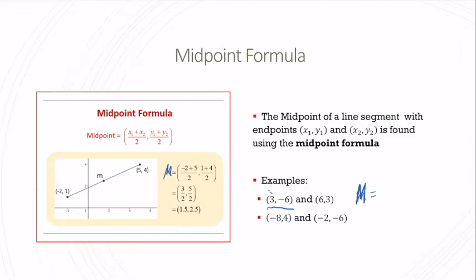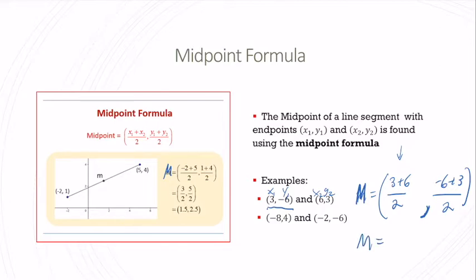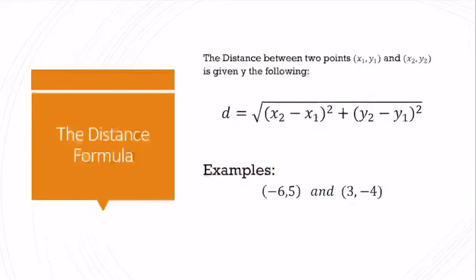In order to find the midpoint, I add my x-coordinates and divide by 2, comma, because this becomes our x-coordinate. And then I add our y-coordinates, divided by 2, and that's going to give me the midpoint. So our midpoint is (9/2, -3/2). So the midpoint between these 2 points is (9/2, -3/2).